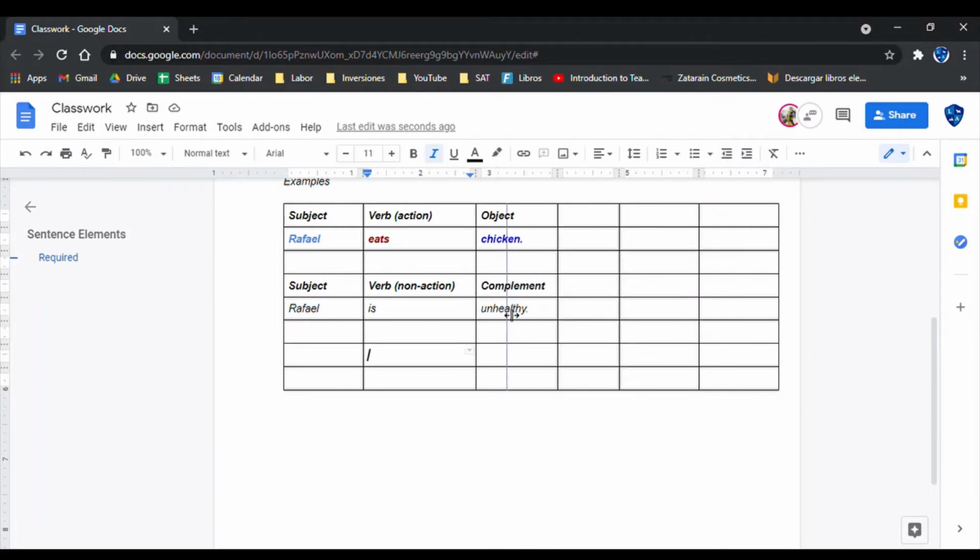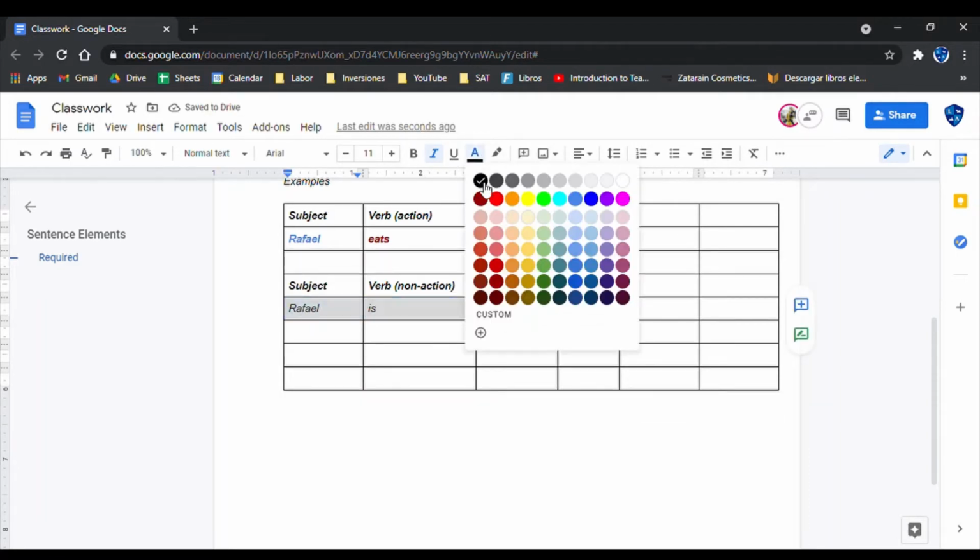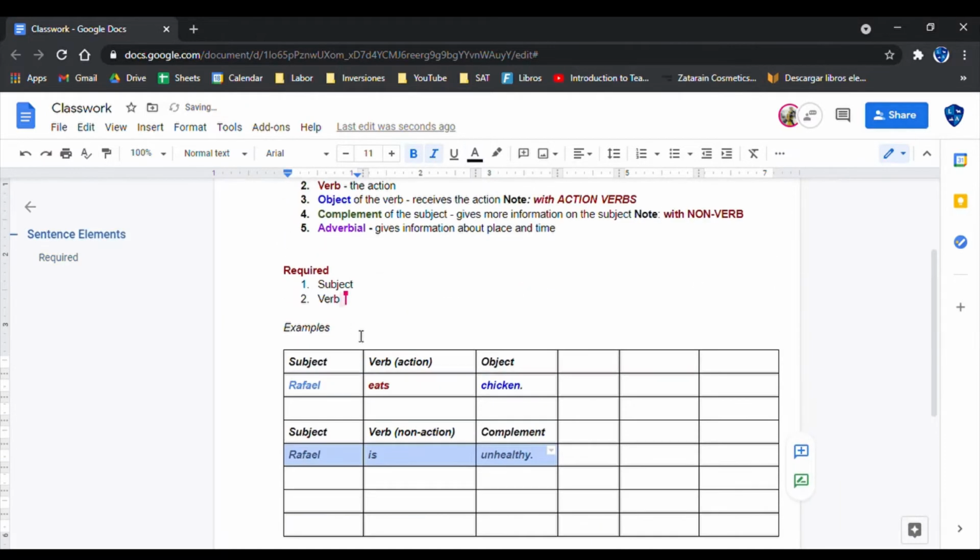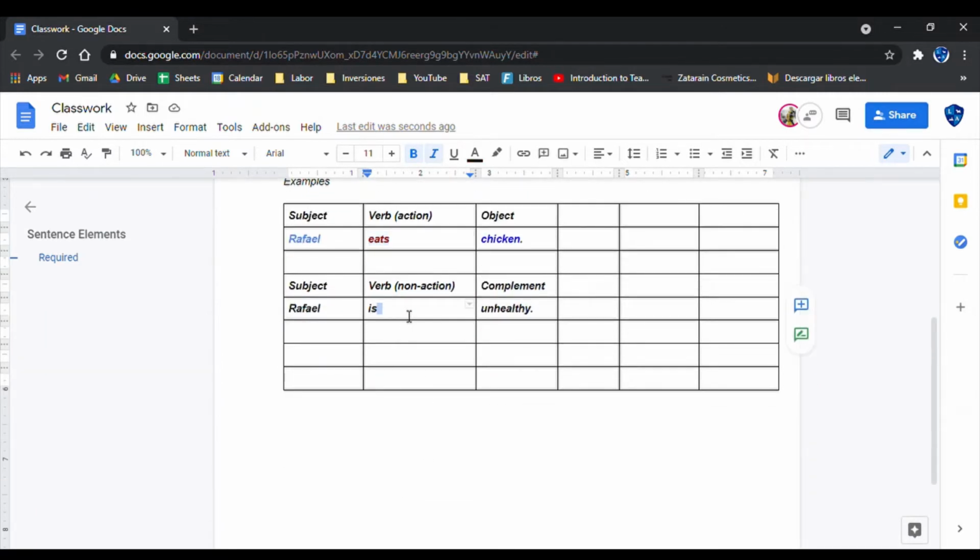Unhealthy. Unhealthy guy. Now, I want you to pay attention to the verb. Here, eats, you are doing something, right? You are moving your mouth, chopping, using your tongue, swallowing, using your hands to put them in your mouth, digesting. You're doing many things. Here, you're not doing anything. No action. You can be sleeping, you can be taking a nap, you can be still, but you're not doing anything and you are still unhealthy.